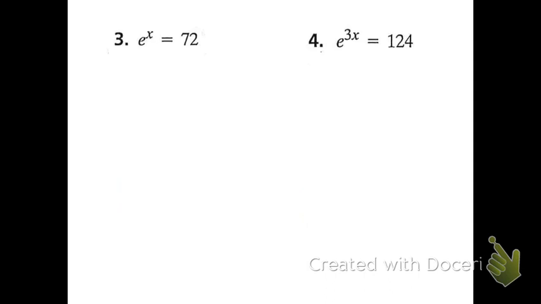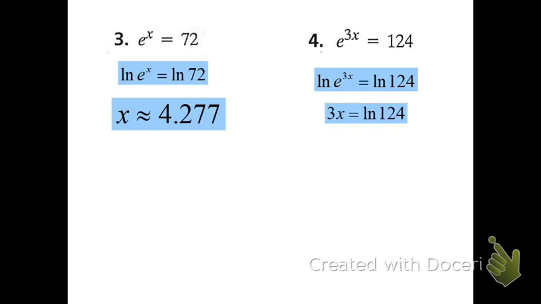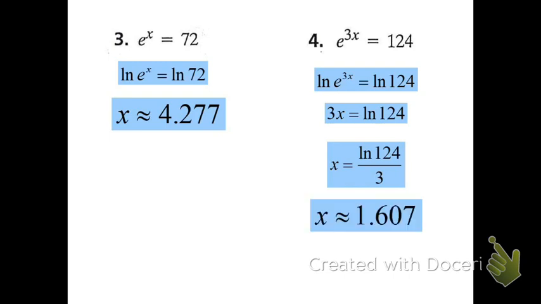For number 3, take natural log of both sides. That one's pretty straightforward. You get x is equal to that. The exact answer would be natural log of 72. The approximate, 4.277. For number 4, there's only one extra step here. Take natural log. You get 3x equals natural log of 124. Then you divide both sides by 3. So that's your exact answer. The approximate answer would be that right there.